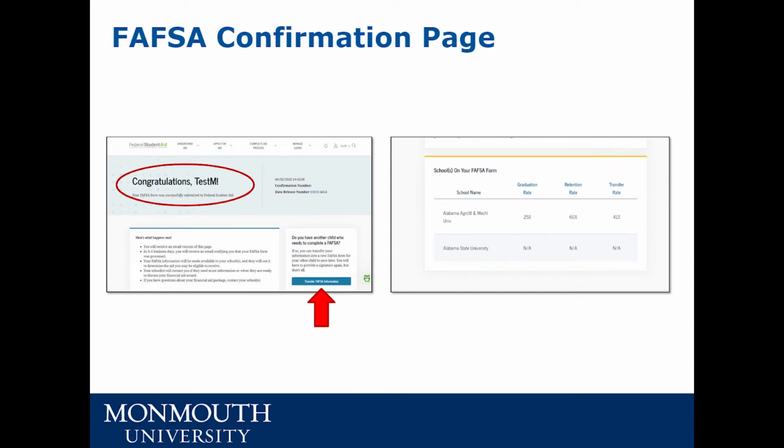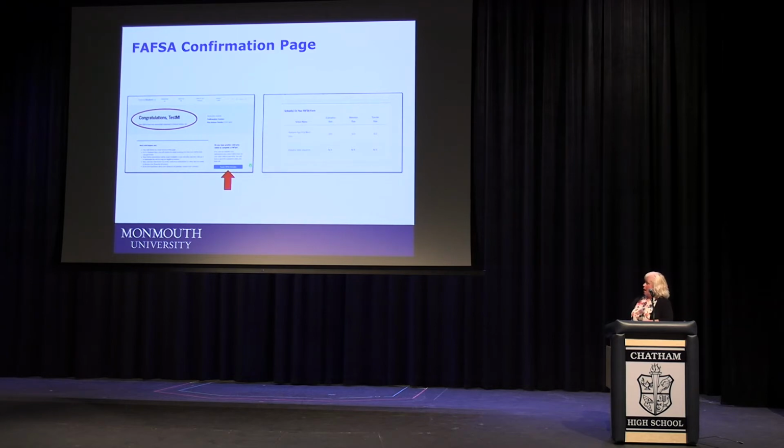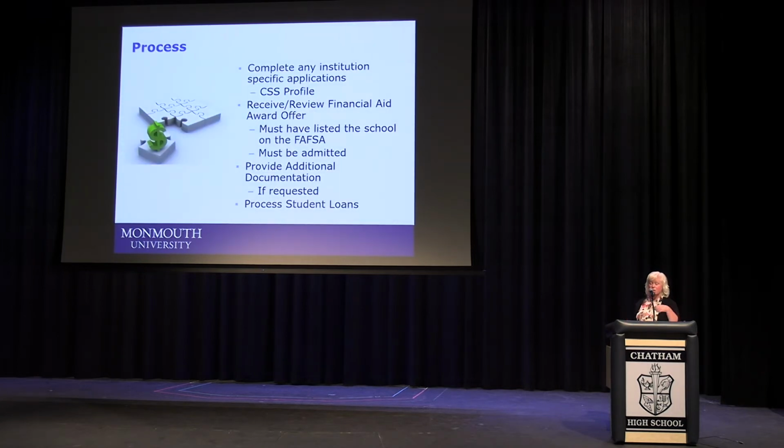If there are multiple children in college, you should get a space to click to start the next student's application to make it a little bit easier if you have to go from one into the other. And also, on that confirmation page, you're going to get some information about the colleges that you listed on the application.